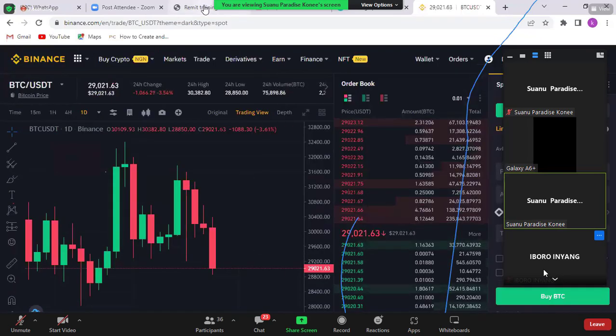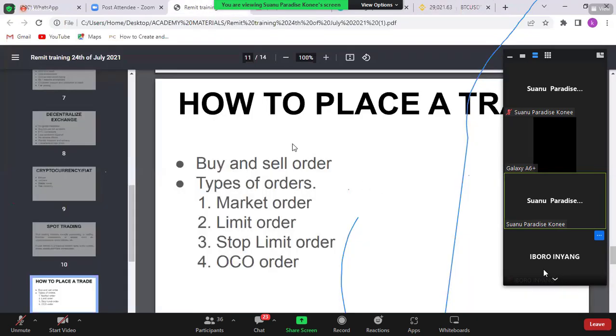Now, let's come over here. How do we place the trade? In Binance, we have 4 major kinds of orders on spot.